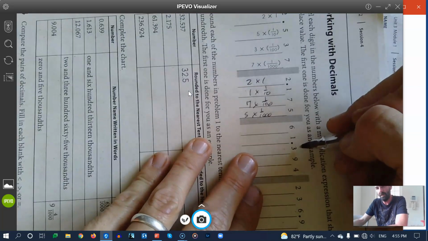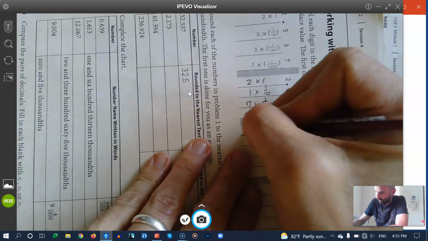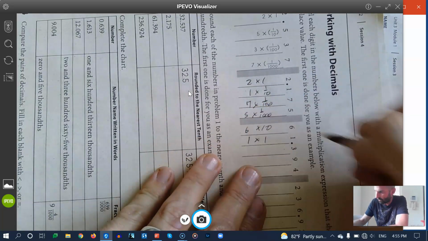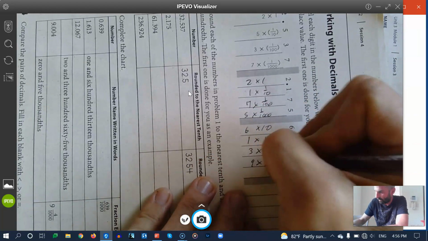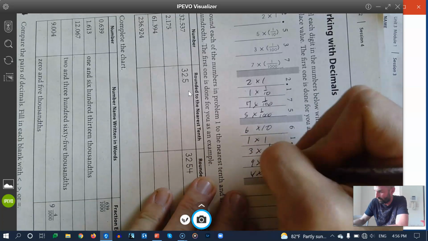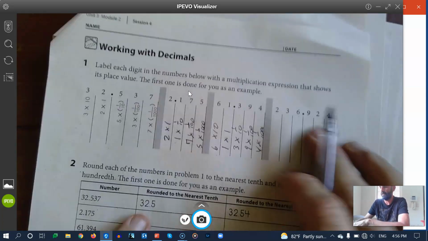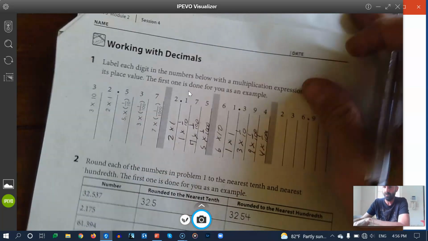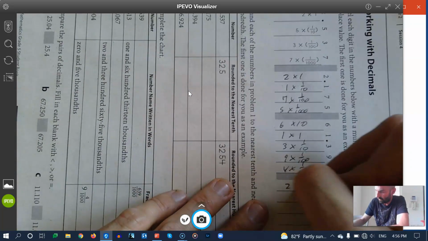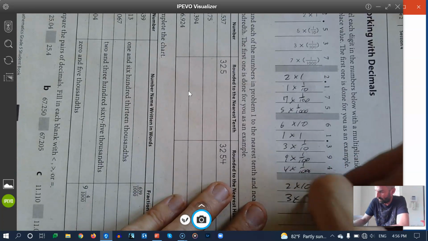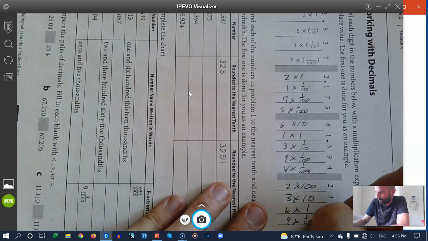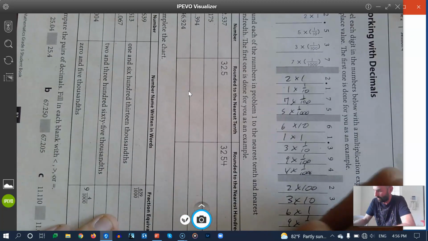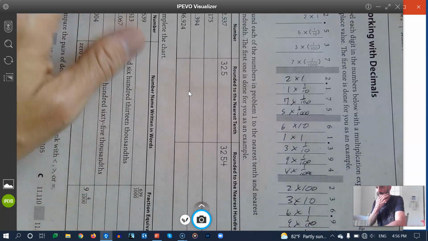This is 61 and 394 thousandths. So 6 times 10, 1 times 1, 3 times 1/10, 9 times 1/100, and 4 times 1/1000. This is 236 and 924 thousandths. So the 2 is in the hundreds, the 3 is in the tens, the 6 is in the ones, the 9 is in the tenths, times 1/10. The 2 is in the hundredths, and the 4 is in the thousandths.